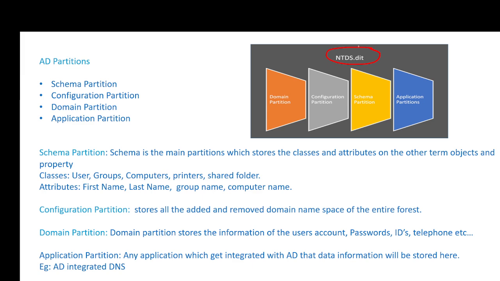Okay. So as soon as you install an Active Directory service, by default there will be three partitions which get created: the schema partition, configuration partition, and domain partition. And the last partition is the application partition. So the application partition gets created when you integrate any sort of application along with the Active Directory.